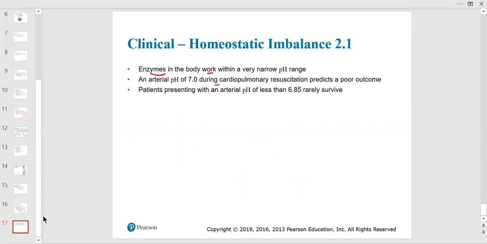Patients with an arterial pH of 7 during cardiopulmonary resuscitation means it's too acidic. That's way out of range. Okay. And somebody with a pH this low in blood is in deadly territory. So basically that's what we're saying.